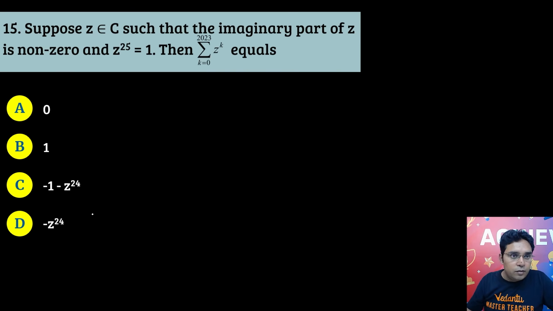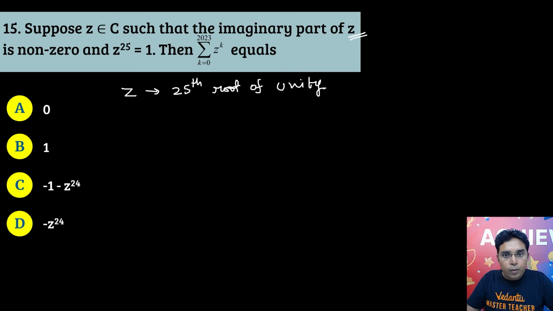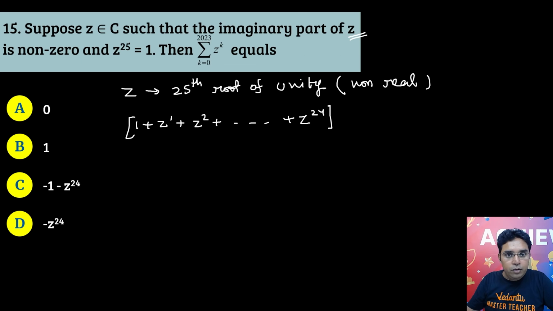Now coming to question number 15. Suppose Z belongs to complex numbers such that the imaginary part of Z is non-zero. So Z is actually a non-real complex number, and Z power 25 is 1. That means this Z will actually be a 25th root of unity. And there is a property that if Z is a non-real 25th root of unity, then 1 plus Z power 1 plus Z power 2 and so on up to Z power 24 will be equal to 0.